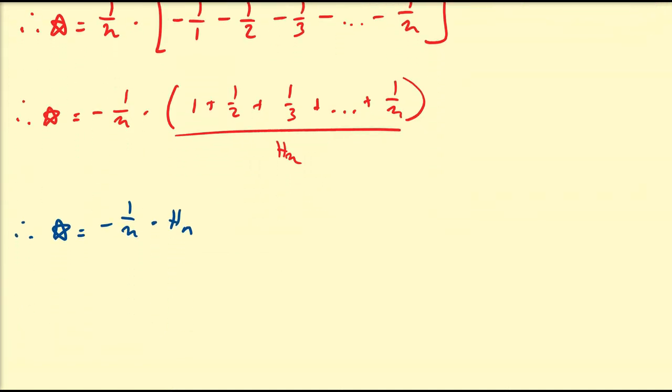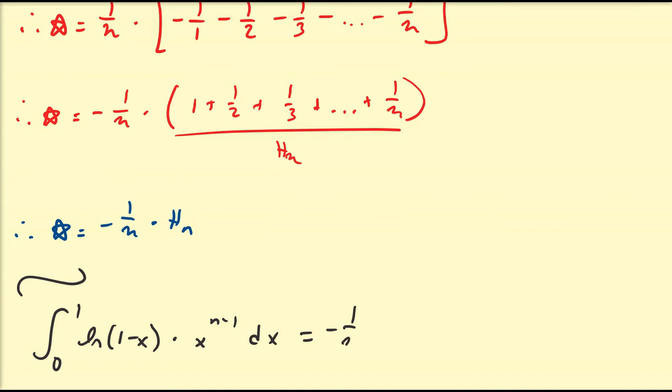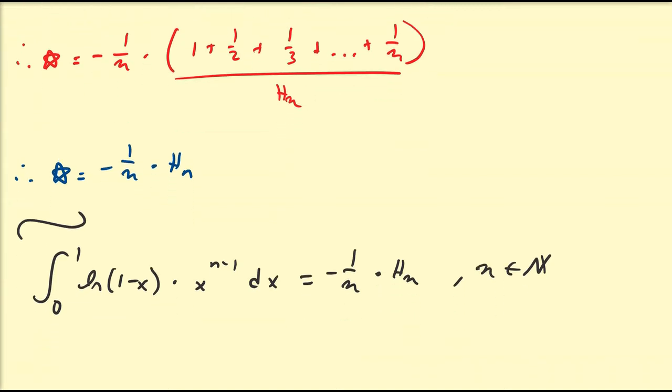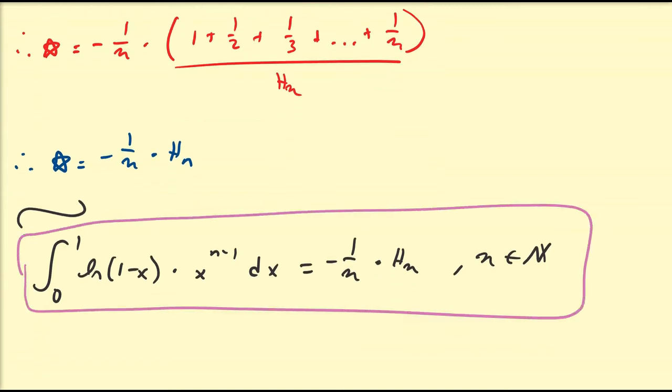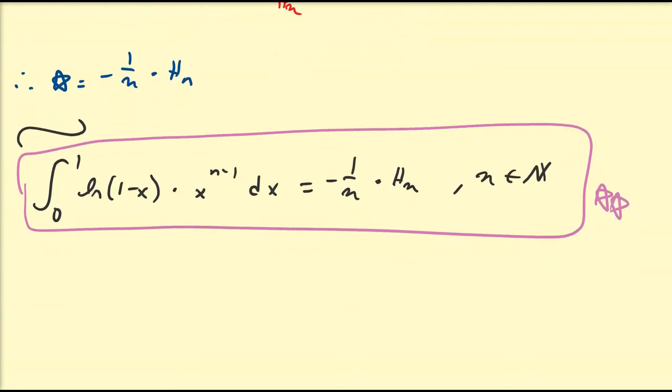And what was star equal to? Well, star was the integral from 0 to 1 of the natural log of 1 minus x times x to the n minus 1 dx. And we've shown that this is equal to negative 1 over n times H sub n, the nth harmonic number, where n is a natural number. So that's a neat little identity, and we'll use this for a later calculation that's going to be useful.